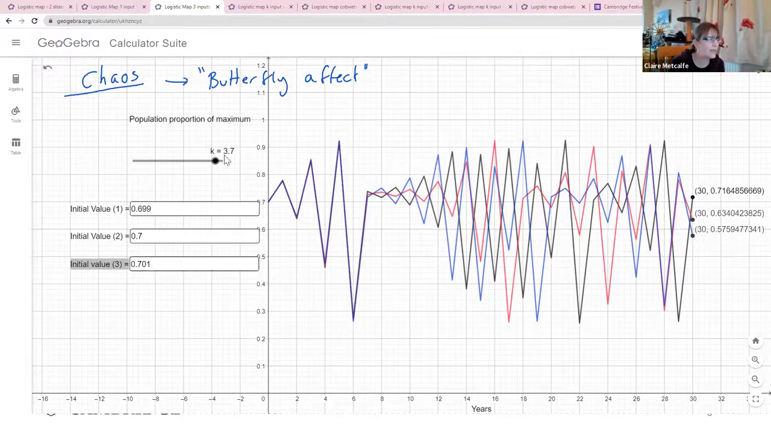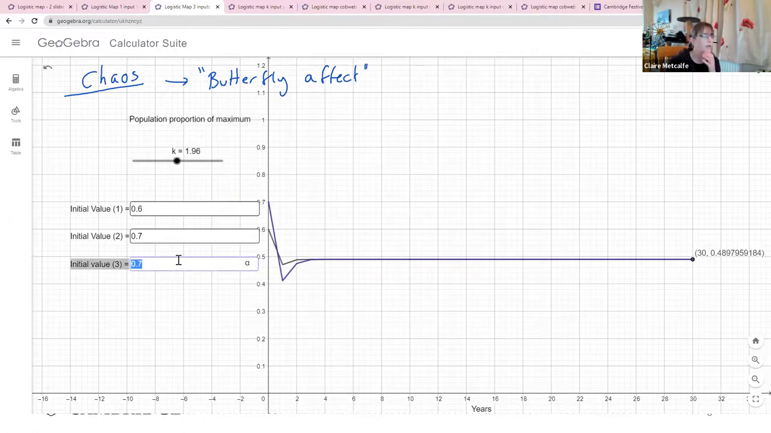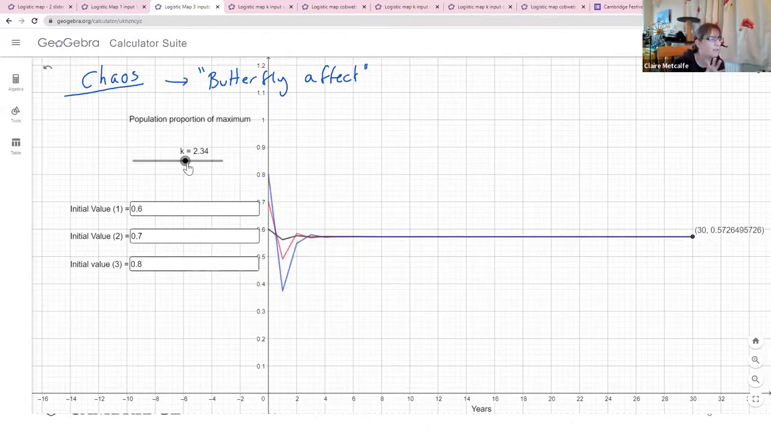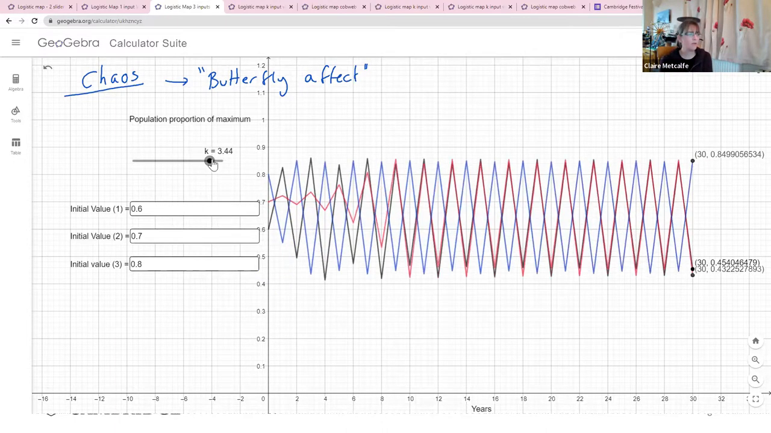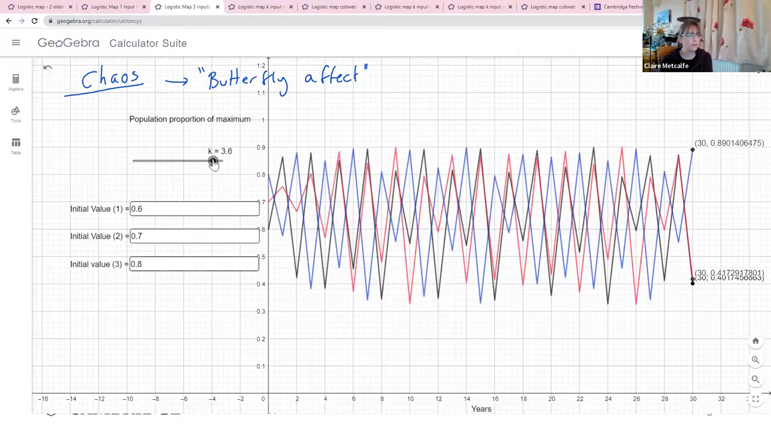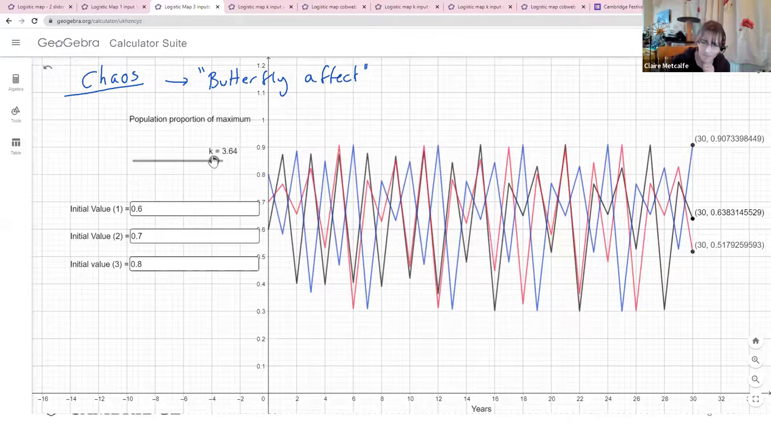If my K gets lower, we get to the point where everything basically behaves the same. And even if my initial populations are a bit out, oh, that's the same, that doesn't help. Even if my initial populations vary, the behavior is still the same as you carry on. But when we get past about 3.5-ish, we start to end up with this very, very different behavior.